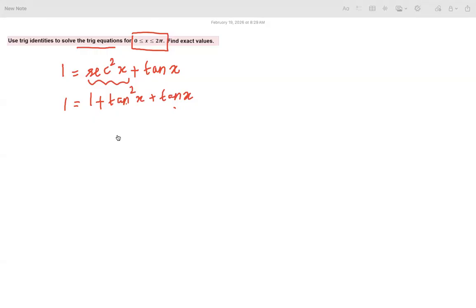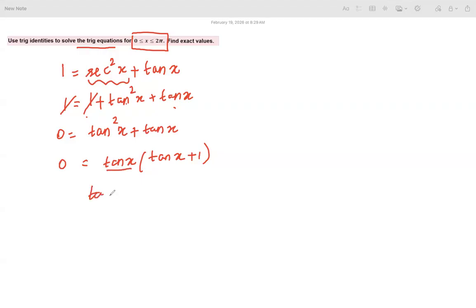Can I subtract? See, there is a 1 occurring on both sides, so this will be 0 equal to tan square x plus tan x. Now can I take tan x common? If I take tan x common, this becomes tan x plus 1. So by the product property, you can say tan x equal to 0 or tan x plus 1 equal to 0. Here tan x will be equal to minus 1, and here tan x will be equal to 0.